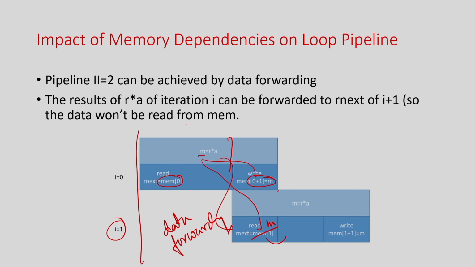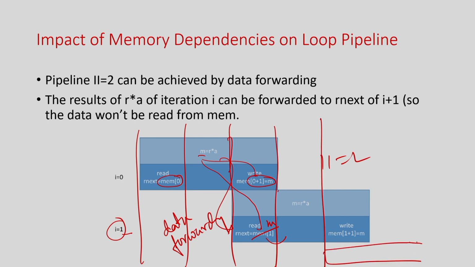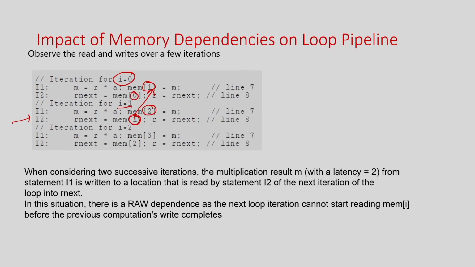With this you can understand that this is my clock 1, this is clock 2, and this is my I equal to 2, because I am starting the next iteration after 2 cycles. So, every 2 cycles I can start the next iteration from here. This is for I equal to 3. What I am trying to say is that because of the loop carried dependencies across iterations, it hindered the pipelining and I cannot achieve my initiation interval of 1 for this case, but with data forwarding I can achieve an initiation interval equal to 2.